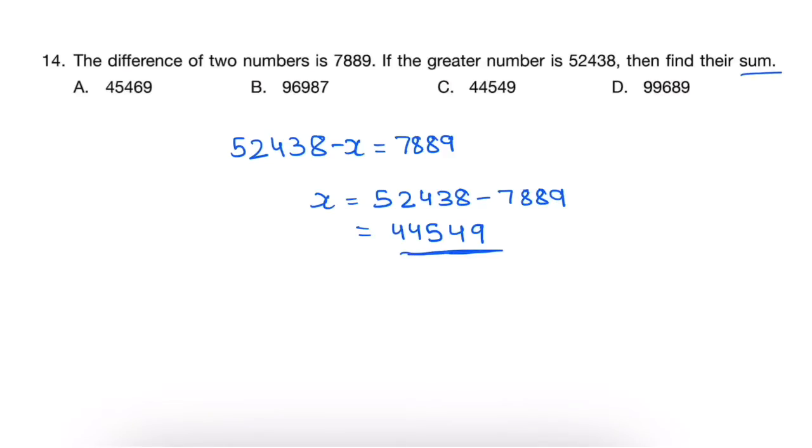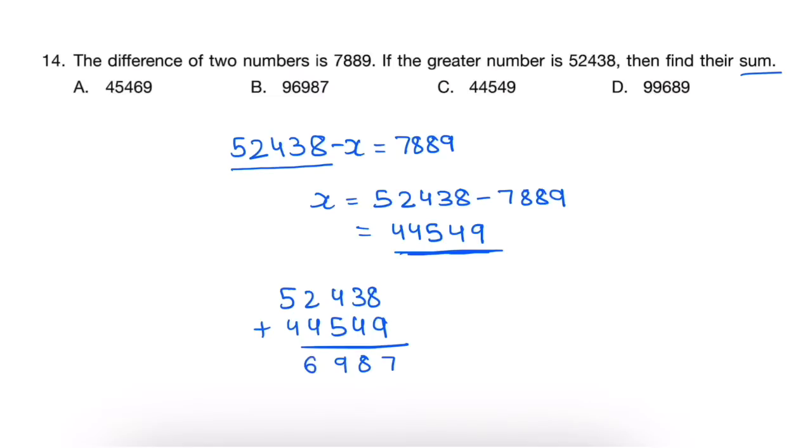So, the missing number was 44,549. Now we have to find the sum of 44,549 and 52,438, which is 96,987. Correct answer is option B.